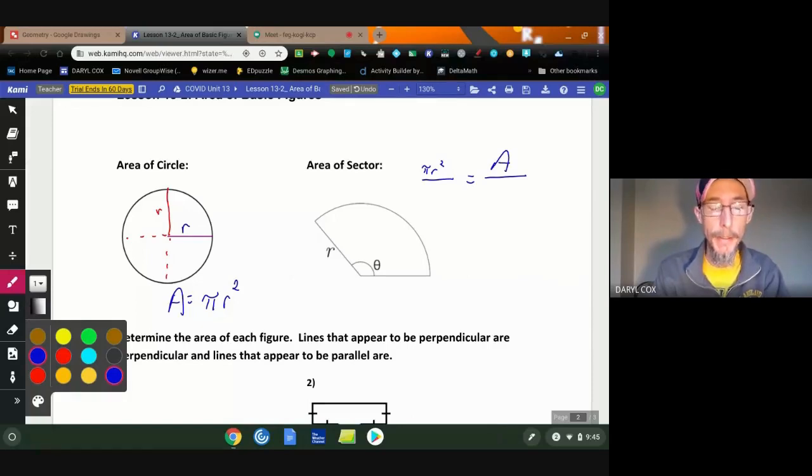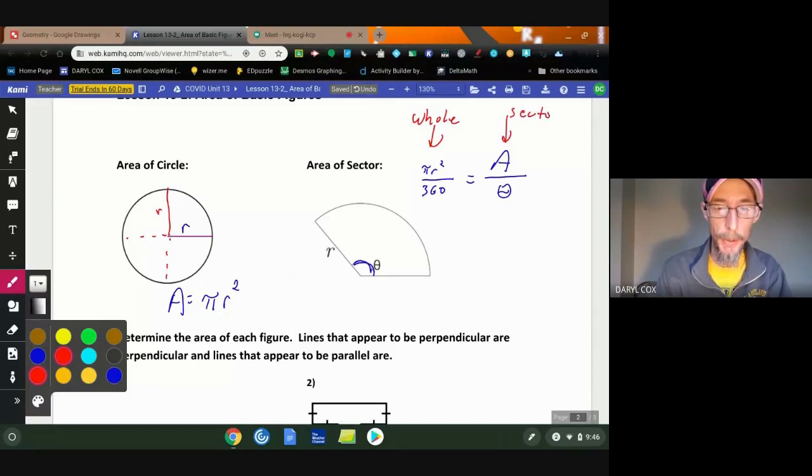Okay. Now, what do we know about circles? I know that circles, the angles are 360 degrees. That's the whole circle. But the part they gave me here is my theta, whatever that angle is. So what we're looking at is on this side, I've got the whole circle. And on this side, I've got the sector of the circle. And on the top, what I use for my numerator is my areas, and my denominators are the angles. So I'm just setting up proportions.